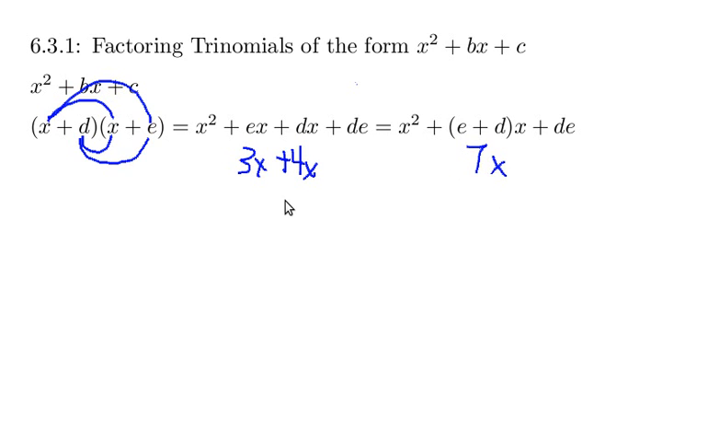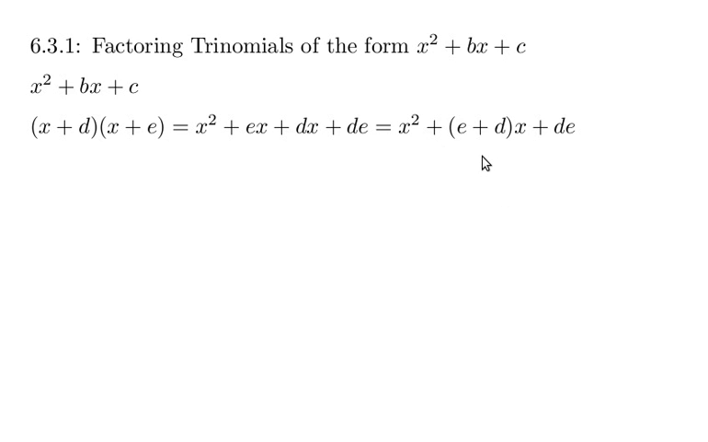You could also think of this as what we did in 6.1. We're factoring out the common term, x. x is a common term to both of these, so we're factoring out x. So let's go ahead and clear that off. Actually, let's clear off everything. Now we have x squared plus e plus d times x plus de.